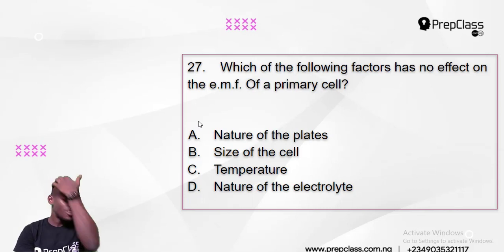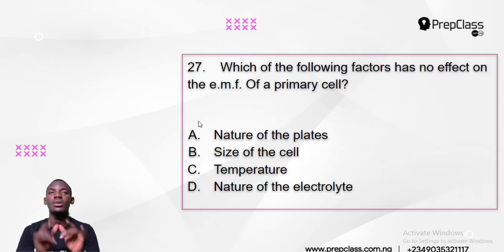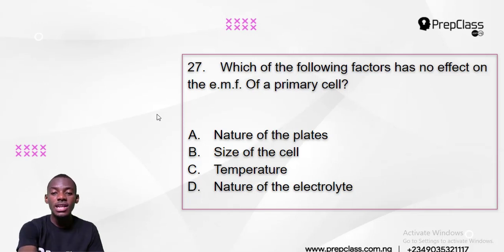First of all, let's know what we call EMF. EMF is the amount of work done between the terminals of the battery. Batteries have positive and negative terminals, right? Now, for the amount of work done between the terminals, which one will not have an effect? Is it the nature of the plate of the battery, the size of the battery cell, the temperature, or the nature of the electrode? If you don't know, I'll tell you.